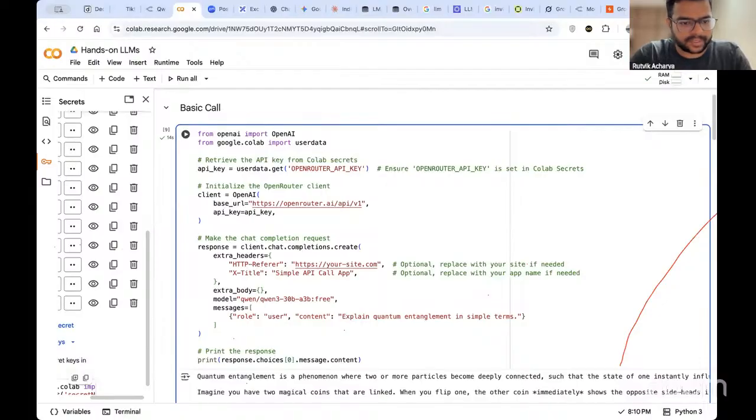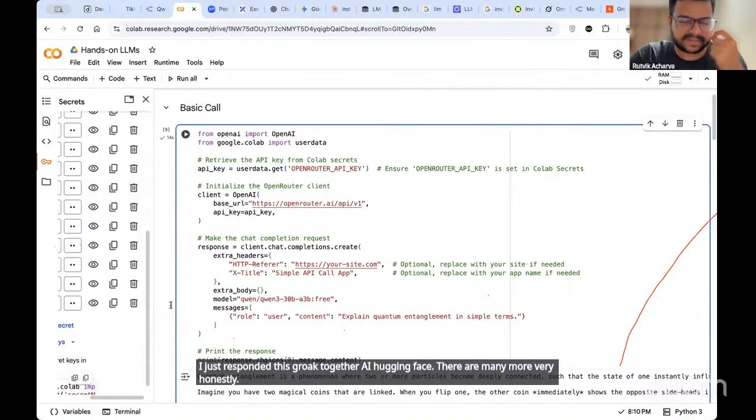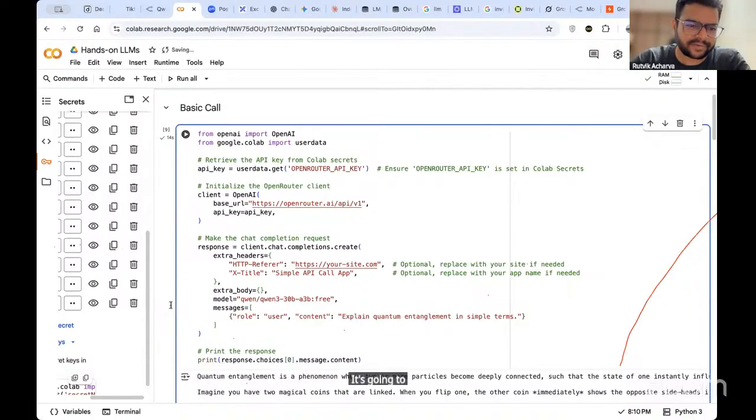There's Groq, Together AI, Hugging Face, and there are many more, very honestly. It's going to be somewhat different in terms of the dollar cost and the latency, but roughly they all do the same.